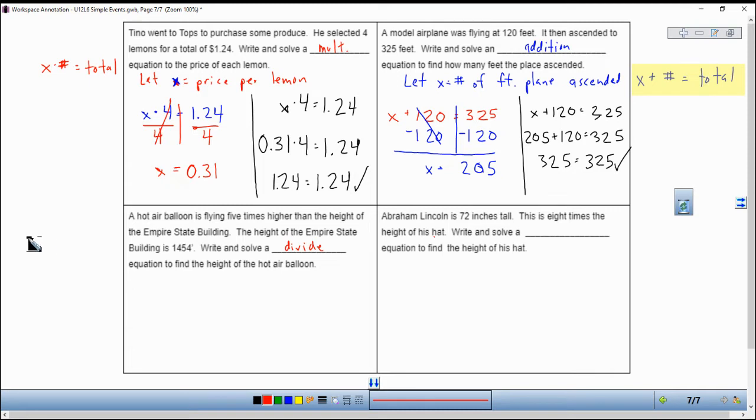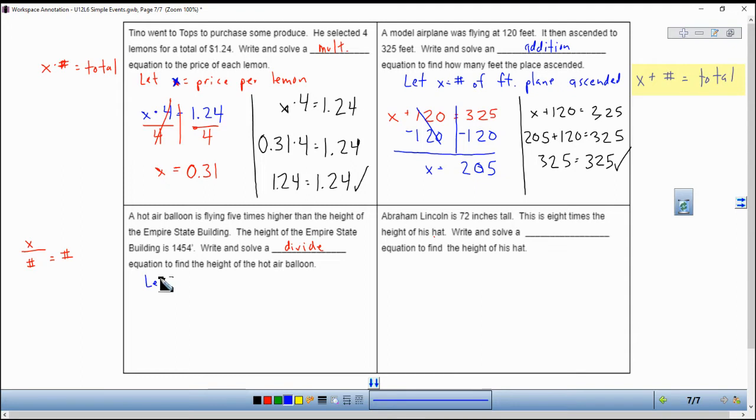So in 6th grade, the division equation is a variable divided by a number equals another number. So we have 2 numbers here. We have 5 and we have 1454. So that might help us. We need to know our let statement first.